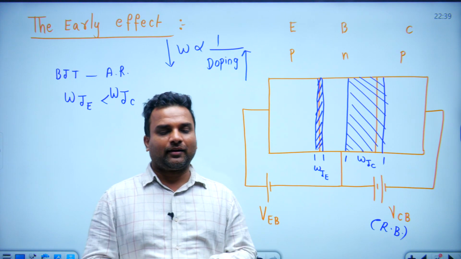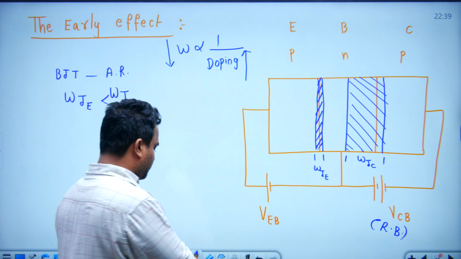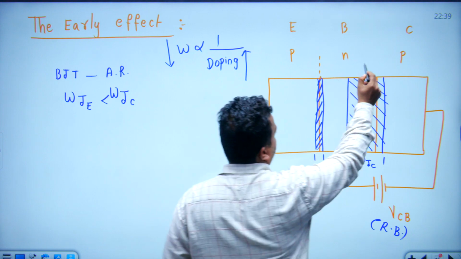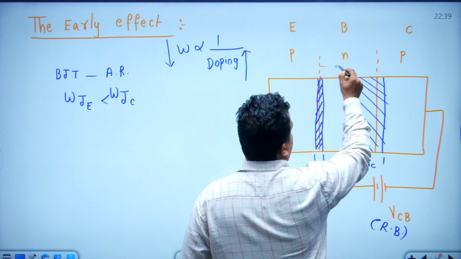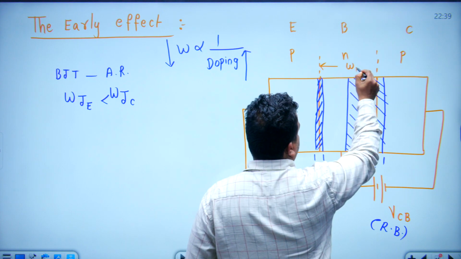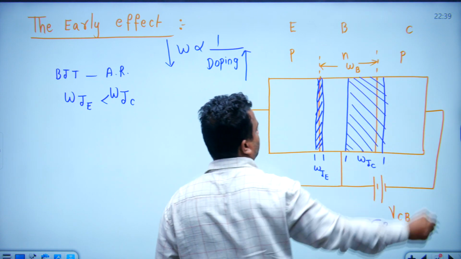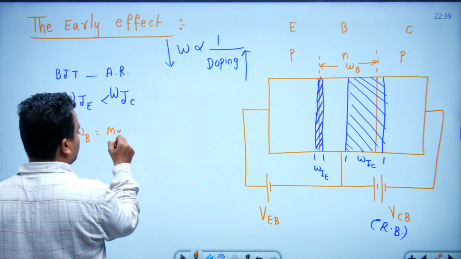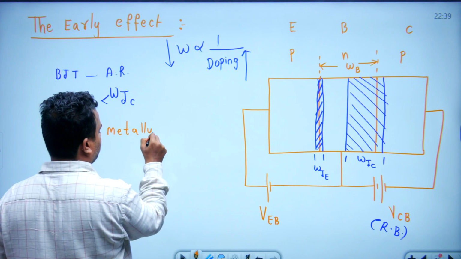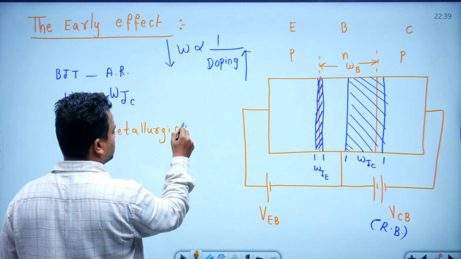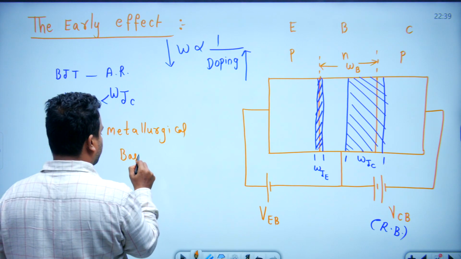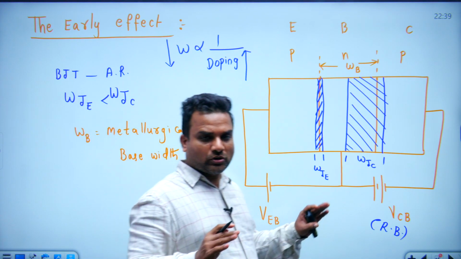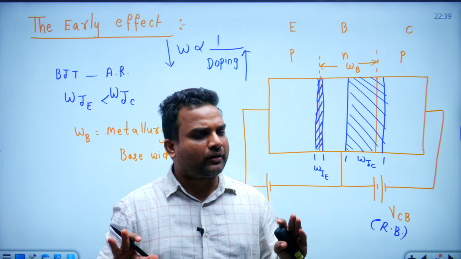No, not at all. You see here, according to the figure, we people think this will be the metallurgical base width, WB. Yes, I repeat, WB is the metallurgical base width, the actual base width, the physical base width. Is the entire metallurgical base width for recombinations?